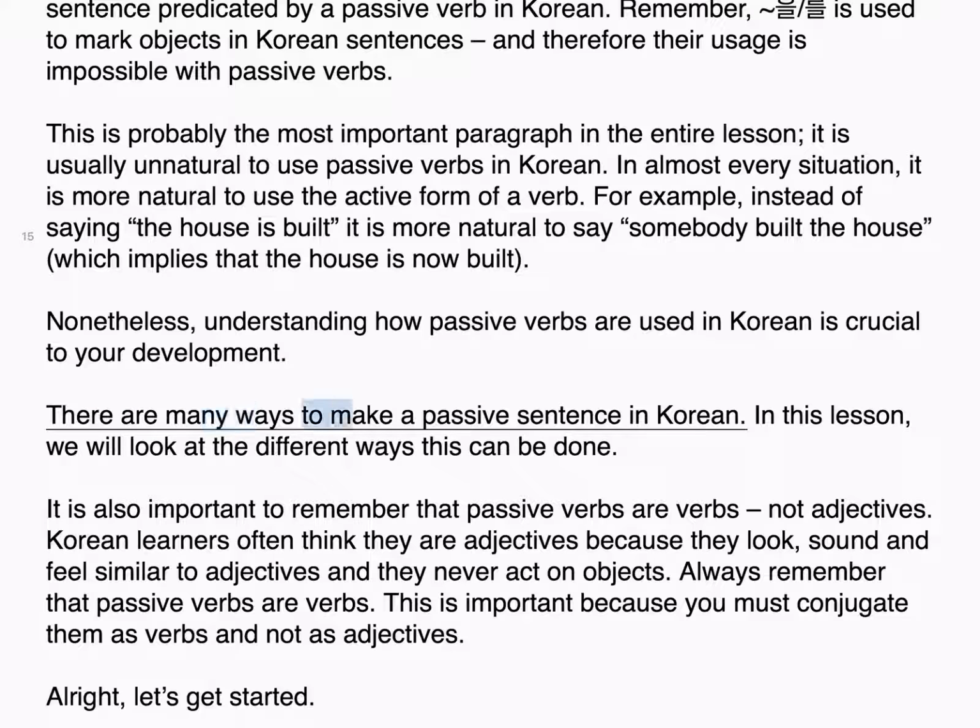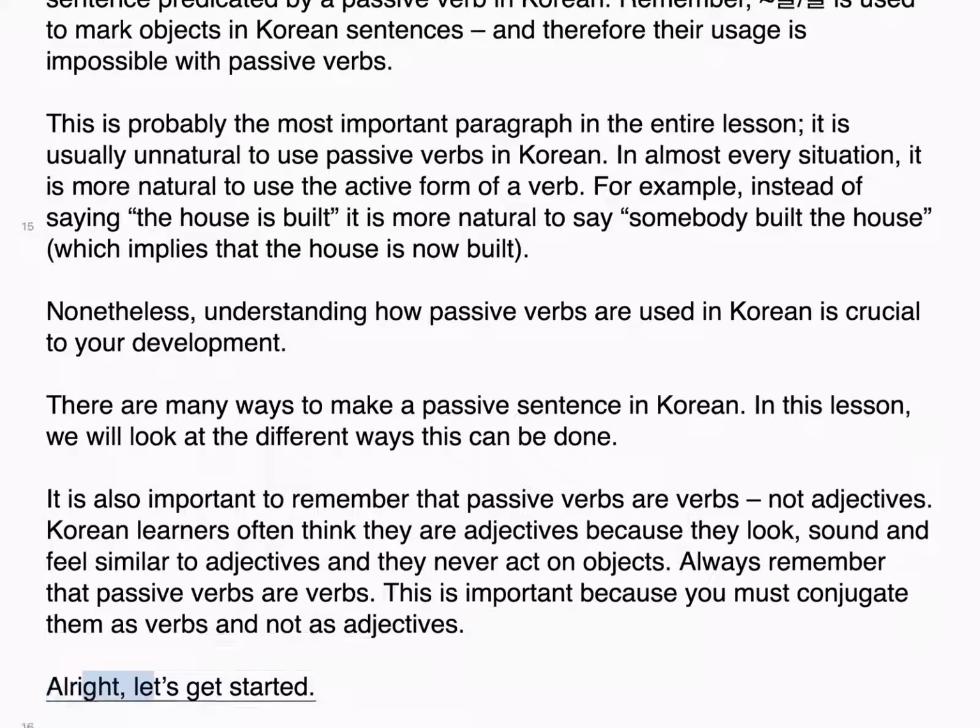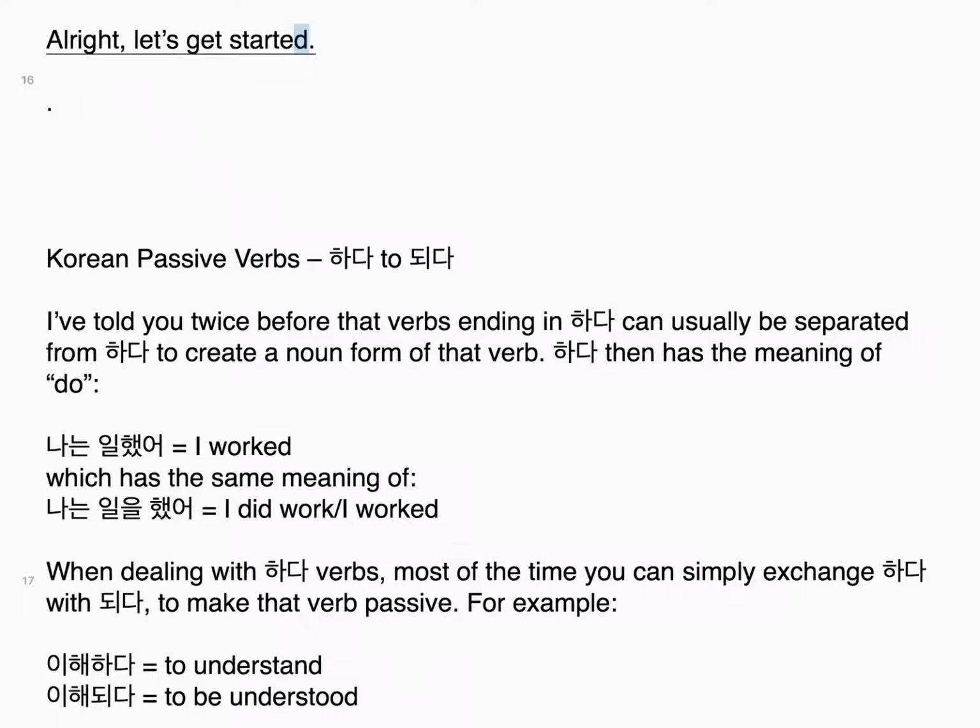There are many ways to make a passive sentence in Korean. In this lesson, we will look at the different ways this can be done. It is also important to remember that passive verbs are verbs, not adjectives. Korean learners often think they are adjectives because they look, sound and feel similar to adjectives and they never act on objects. Always remember that passive verbs are verbs. This is important because you must conjugate them as verbs and not as adjectives. Alright, let's get started.